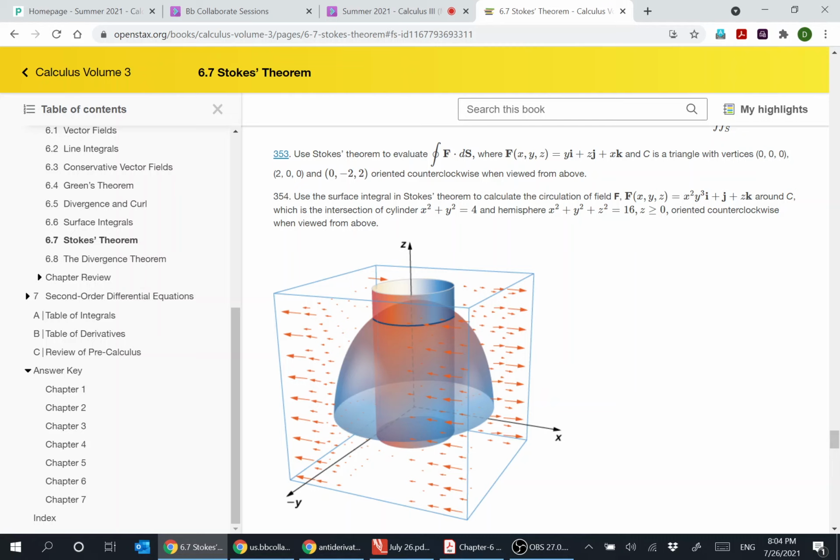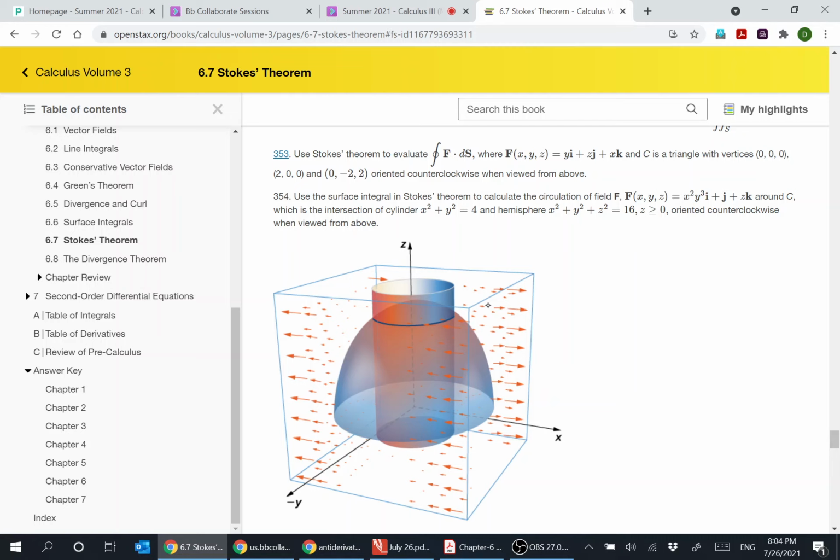where C is the intersection of the cylinder of radius 2. So there's the picture right there. X squared plus y squared equals 4. And the half sphere of radius 4. X squared plus y squared plus z squared equals 16. Oriented counterclockwise when viewed from above.